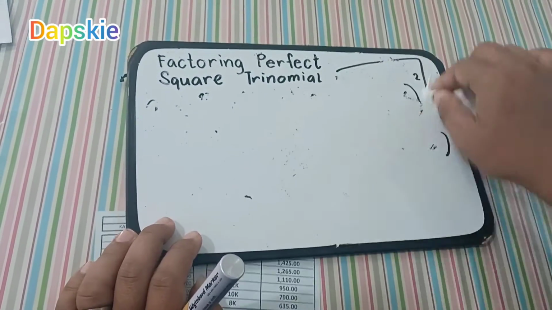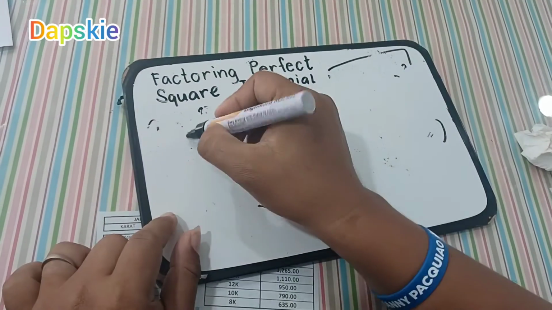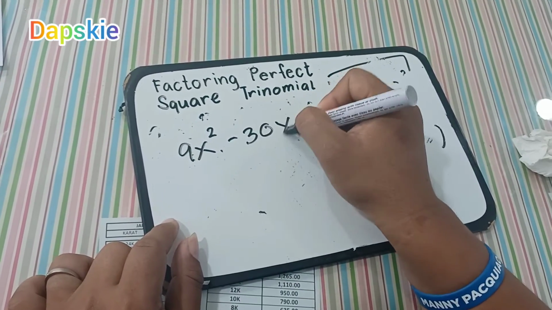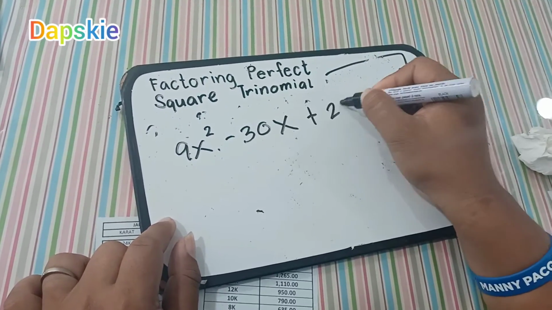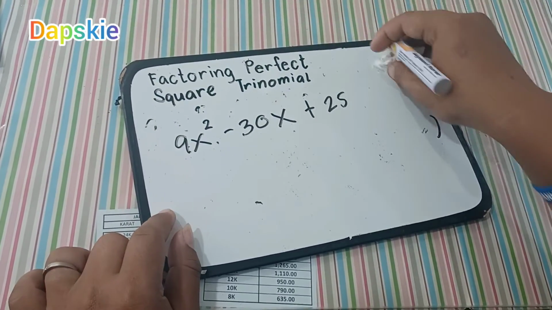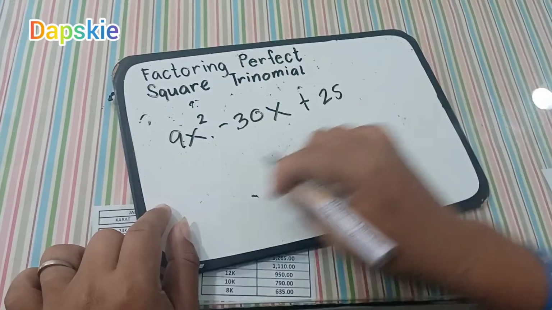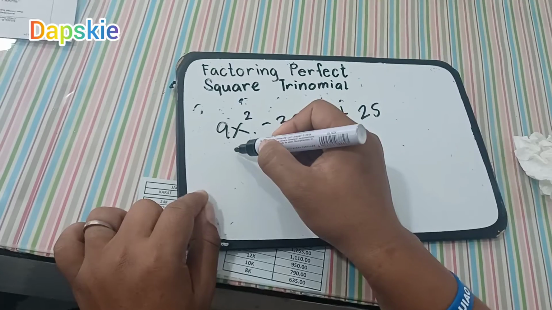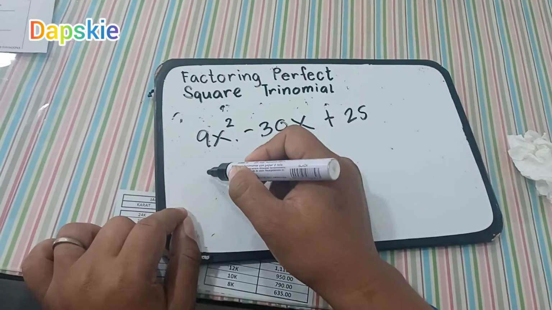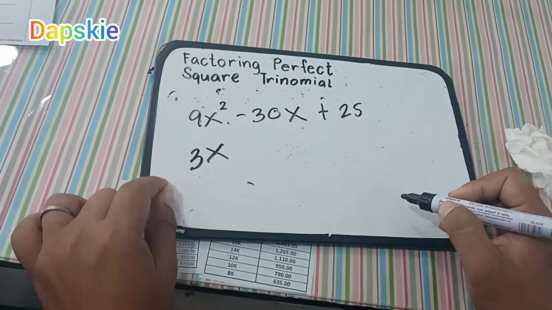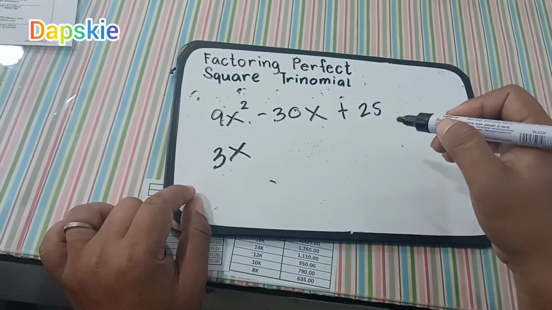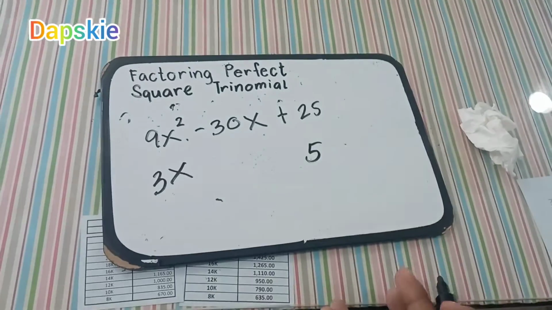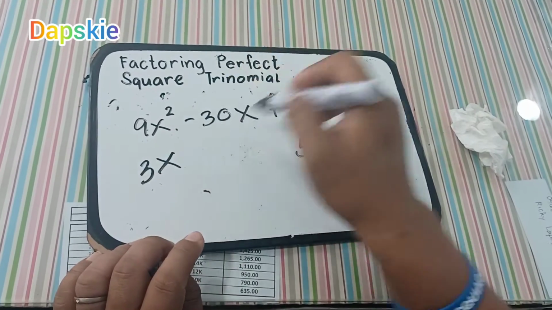So, example number 2, ito ay 9x squared minus 30x plus 25. So ngayon, check natin ulit yung first at saka last term kung ito ay perfect square. So, ano po yung square root ng 9x squared? So, 3x. How about yung 25? So, it is 5. So ngayon, check natin paano natin kunin yung middle kung ito ay tama.